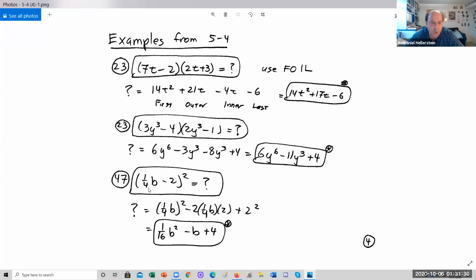I have 1/4 b, all that minus 2, all that squared. Now this is a square of a difference. So you get square minus twice product plus square. 1/4 of b, square that, minus twice 1/4 of b times 2, and plus the square of 2. 1/4 b all squared is 1/16 b squared. Here the 2 and the 2 and the 4 cancel, leaving a minus b, and 2 squared is 4. 1/16 b squared minus b plus 4.